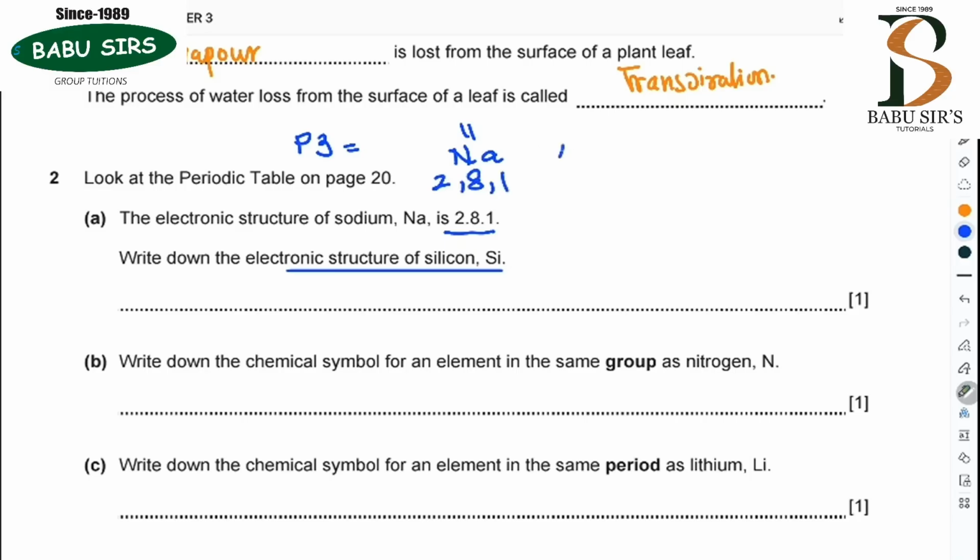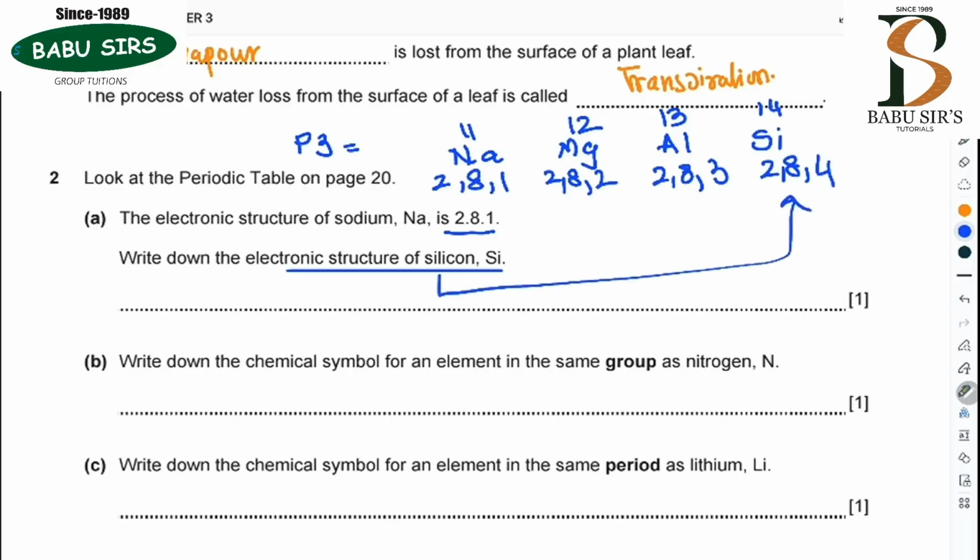Next to Na, there will be Mg. So Mg will be 12. It will be 2,8,2. Next to Mg will be aluminium. Aluminium is 13. So it will be 2,8,3. Next to aluminium, it will be silicon. The question which is asked, it is 14. It will be 2,8,4. So electronic structure of silicon, you can see it here. It is 2,8,4.